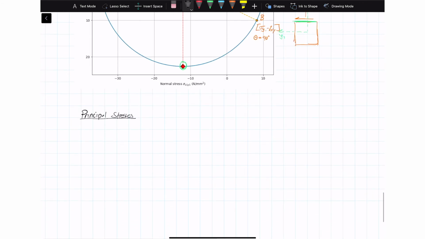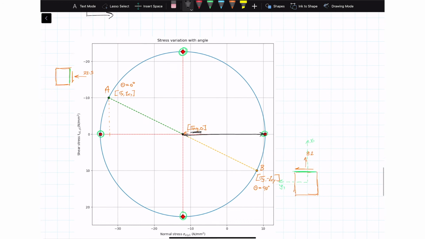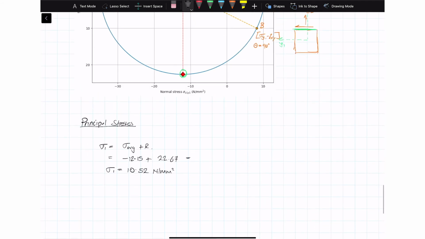Okay, so we know the major principal stress is just going to be sigma 1 plus r. Sorry, the major principal stress of sigma 1 is going to be sigma average plus r. And we know sigma average is the center of the circle, which is minus 12.15. The radius was 22, well, I have 22.67. Yeah, 22.67. All right, and that gives us sigma 1 equal to 10.52 newtons per millimeter squared. Okay, that's good. Well, we know that's correct.